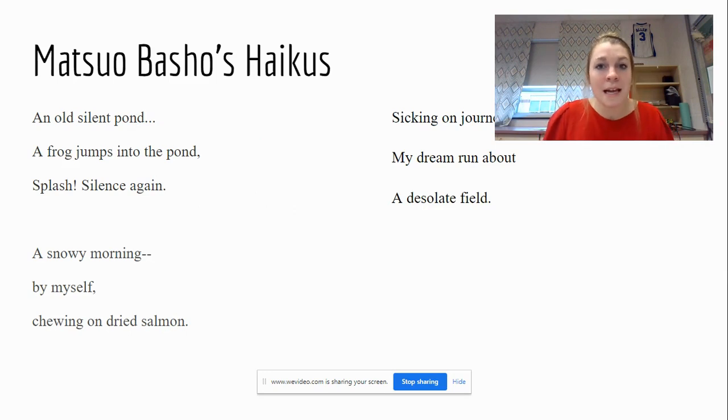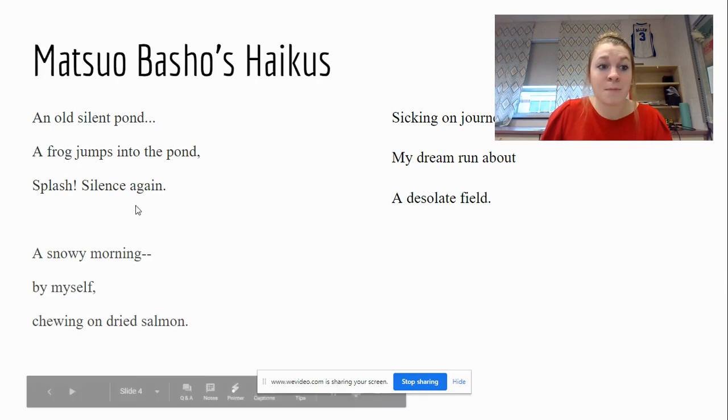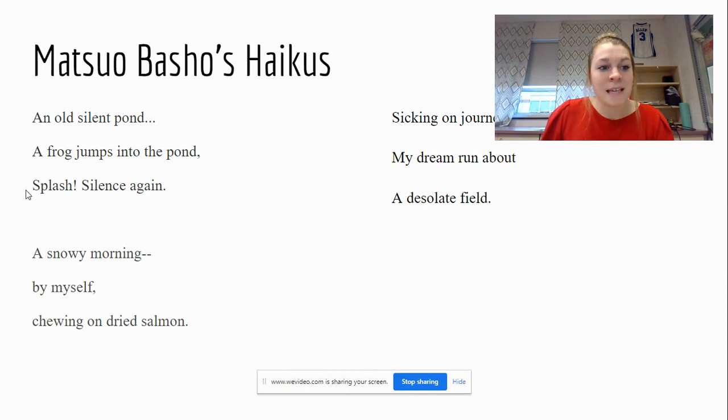So here are 3 different haikus that he's written. They don't have titles, so these are 3 separate ones you can see. The first one that we're going to look at right here is: An old silent pond. A frog jumps into the pond. Splash. Silence again. So here we can see that he's using a little bit of onomatopoeia.